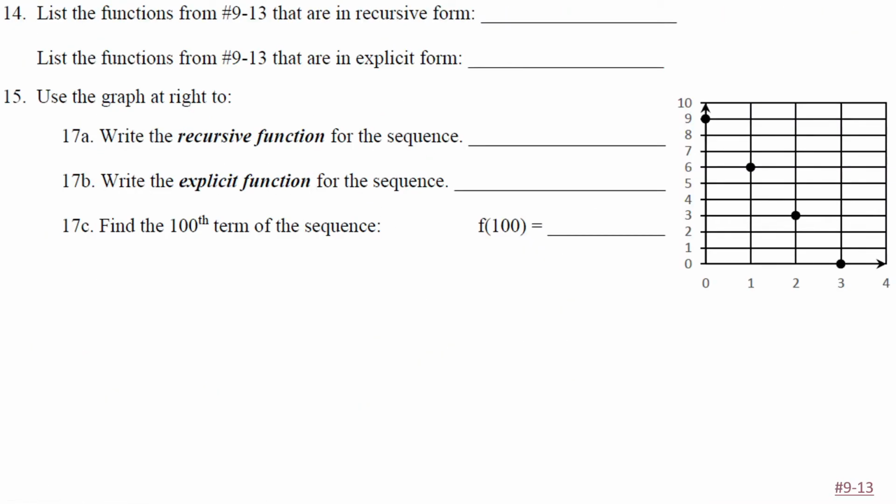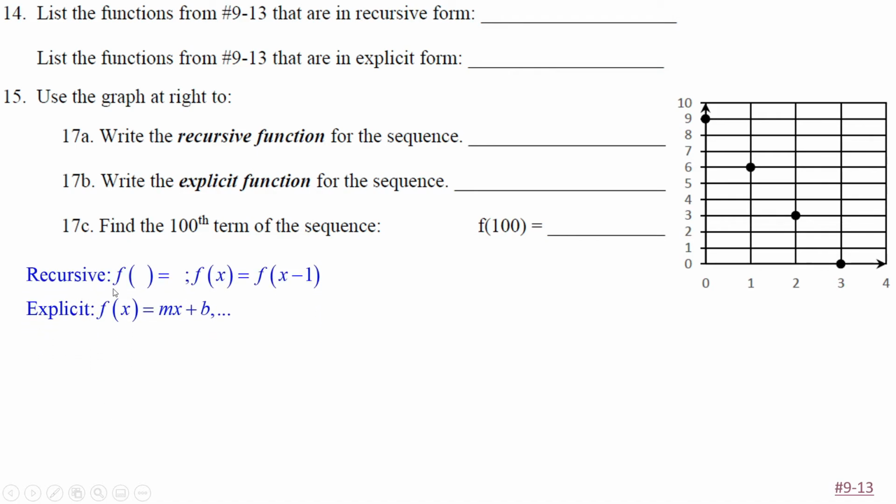Number 14. List the functions from numbers 9 through 13 that are in recursive form. And then list the functions from numbers 9 through 13 that are in explicit form. So all they're asking us to do is know the difference between a recursive formula and an explicit formula. So I put a little note here to myself.